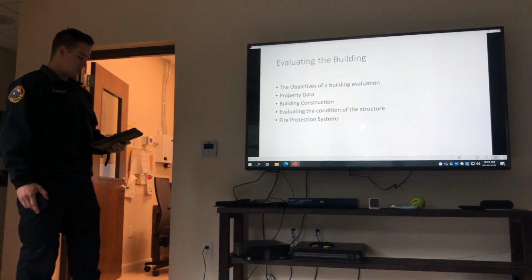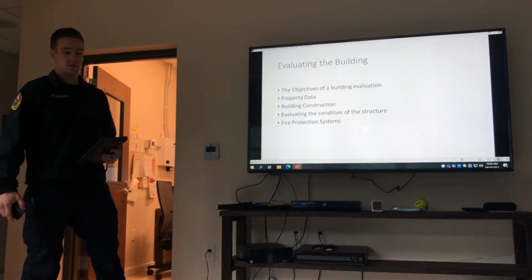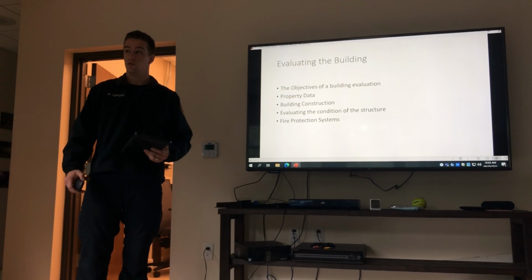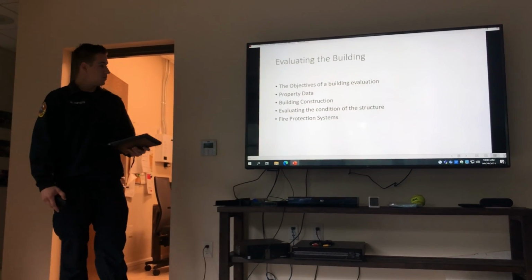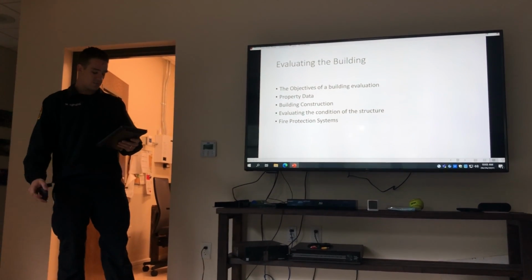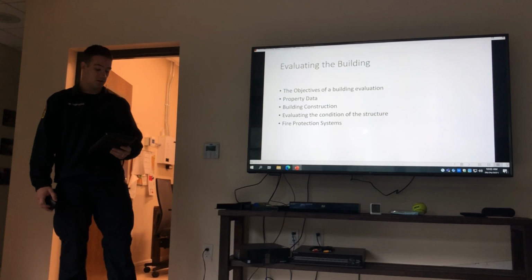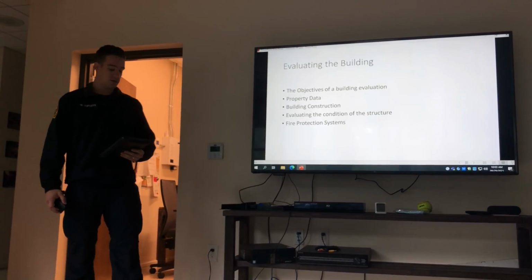You want to evaluate the potential for structural collapse and identify any conditions that will be hazardous to firefighters while they're fighting fires here. Property data: owner information, who's responsible for the structure. It's good to know that and to be able to contact them.